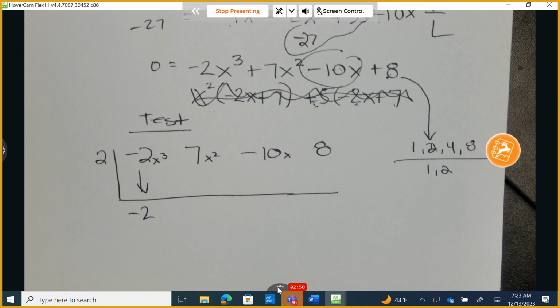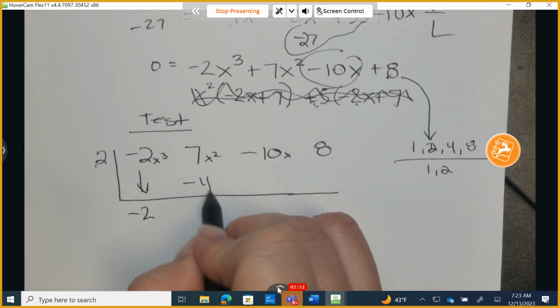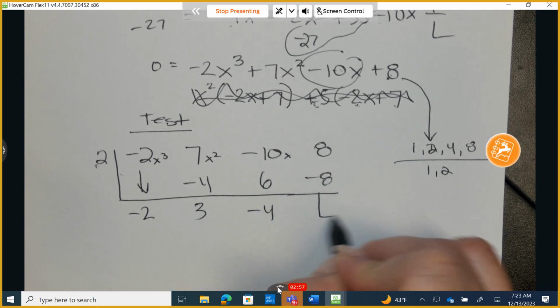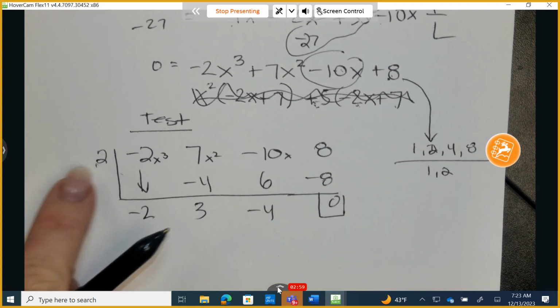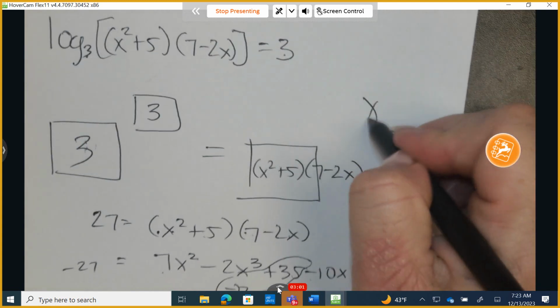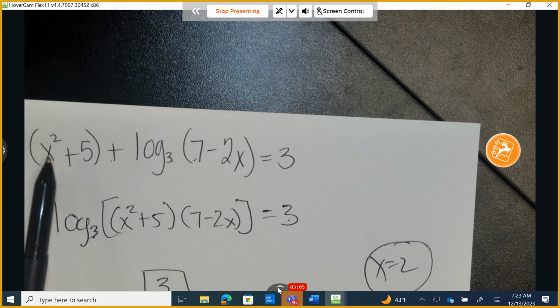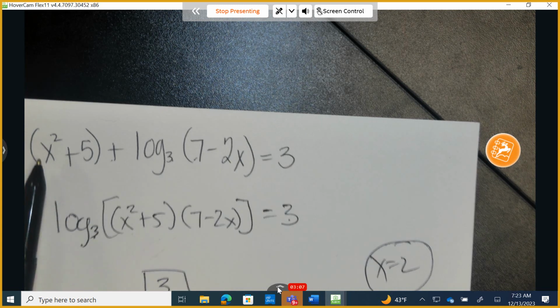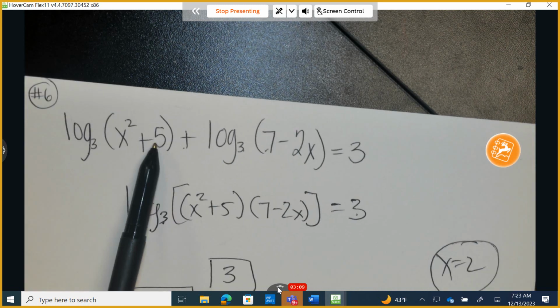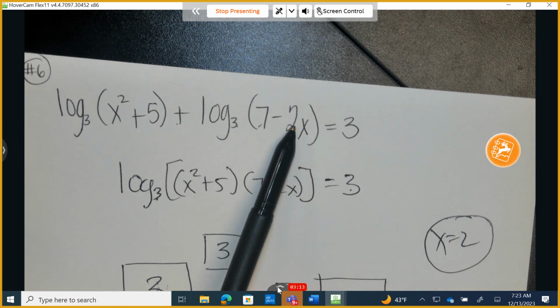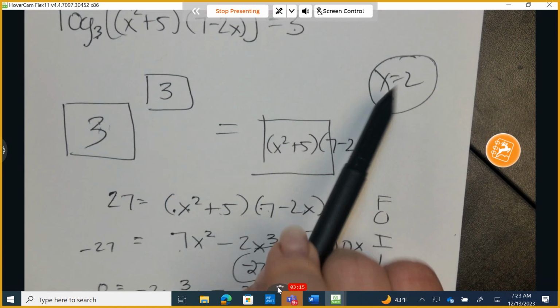I drop down the 2. I drop down and multiply, add down and multiply, add down and multiply, and it does work. That means that 2 is an answer. So I come up here, I write 2, and I'm going to check it right away. So I go to the original. Remember, these just have to be positive. So 2 squared is 4. 4 plus 5 is 9. It works. Let's try over here. 2 times 2 is 4. 7 minus 4 is positive. It works. I know 2 works.